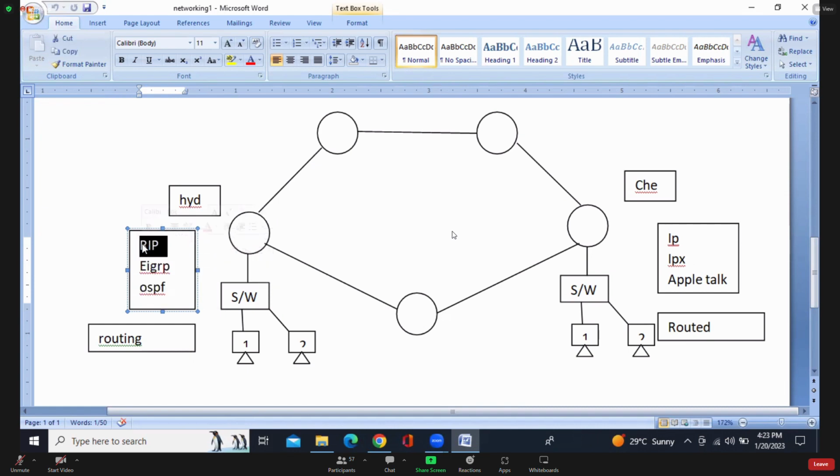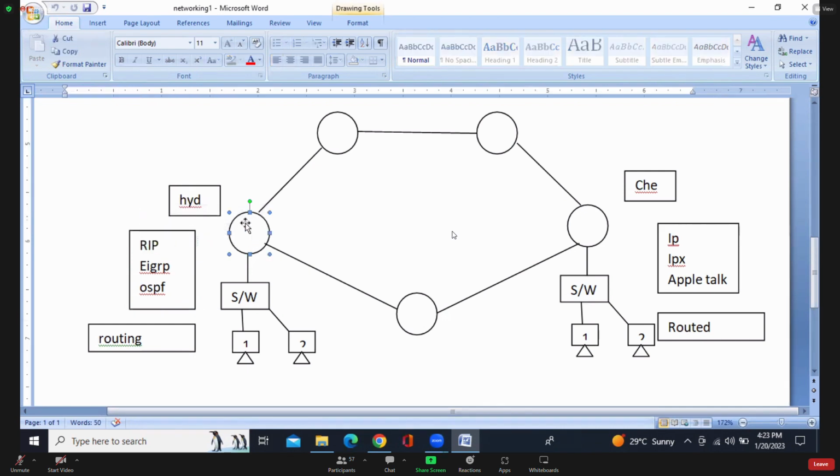RIP stands for routing information protocol. For example, if you configure RIP in this router, it will decide this is the best path to reach the destination. RIP works depending on hop count. Hop means router. This way we'll have two routers, and this way only one router. RIP will decide this is the best path. Got it, guys?